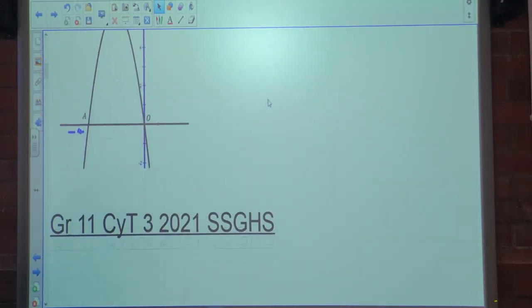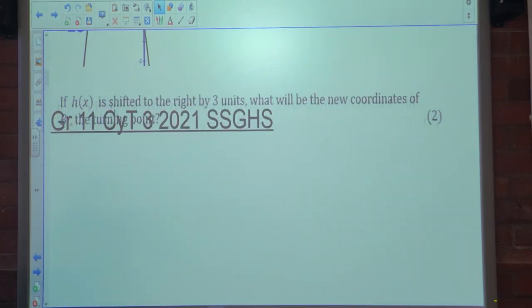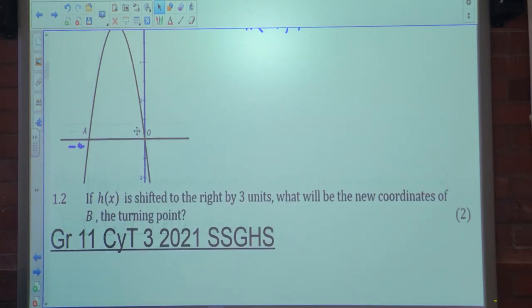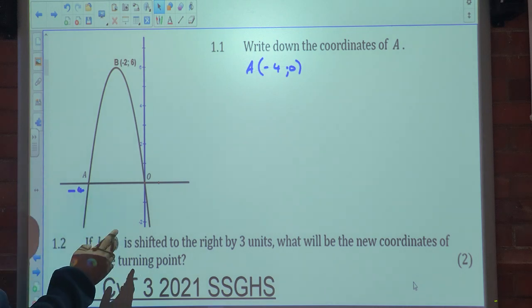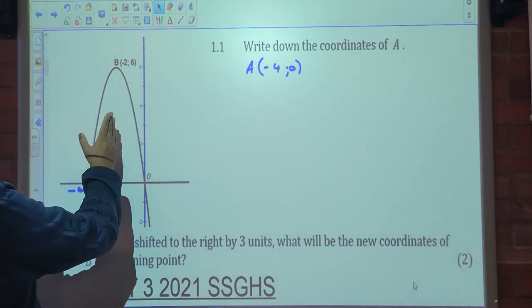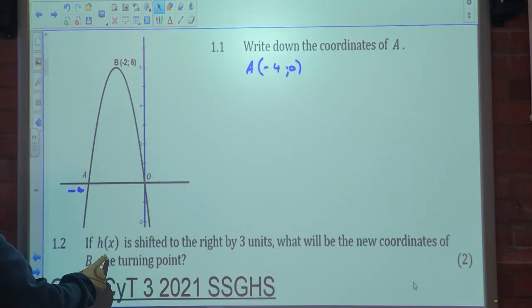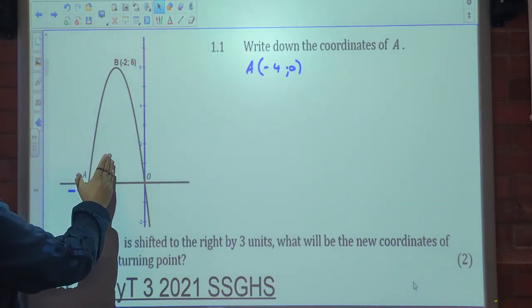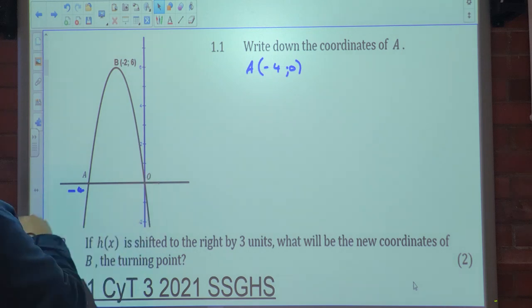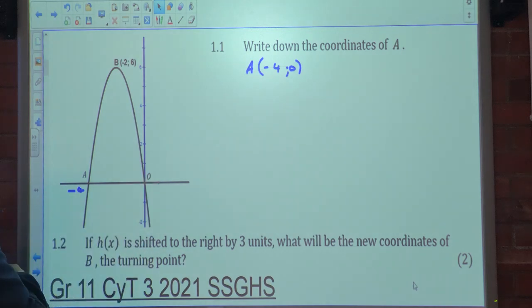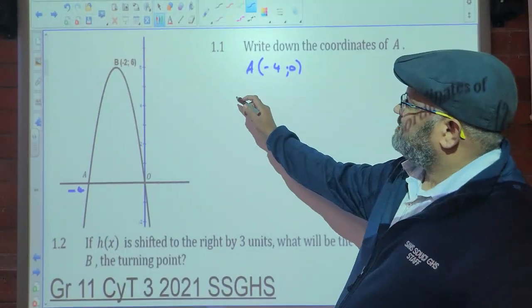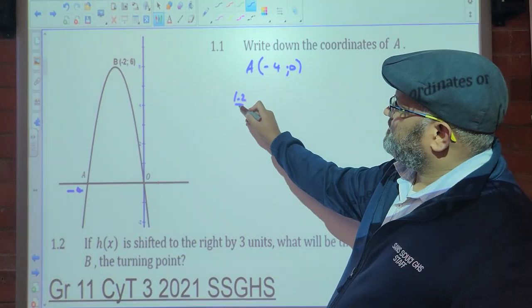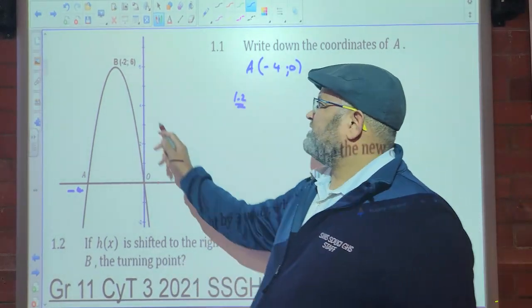Let's look at the second question, 1.2. It says, if h of x is shifted 3 units to the right, what will the new coordinates of B, the turning point, be? So this moves right 3 units.